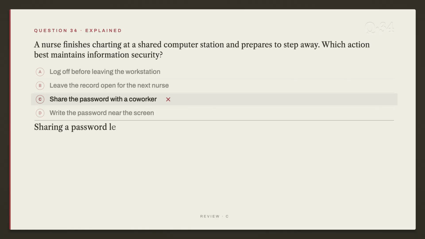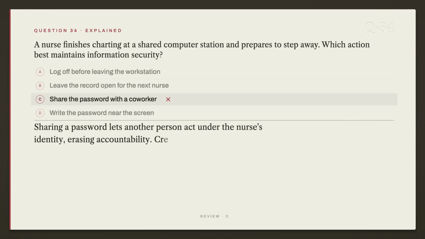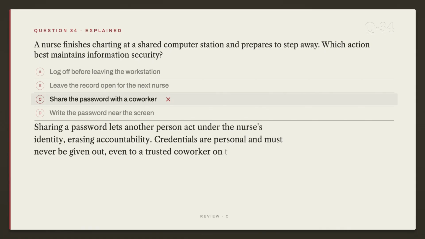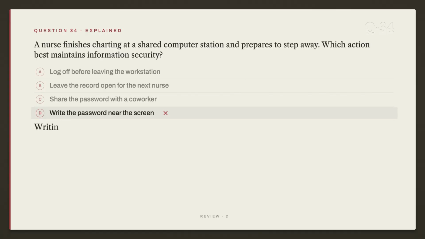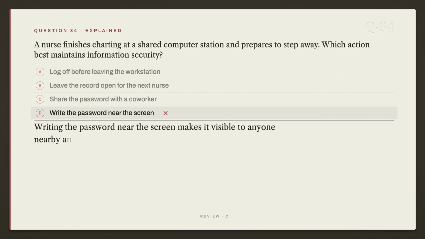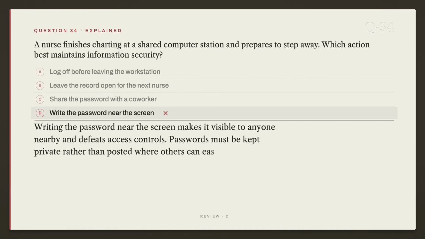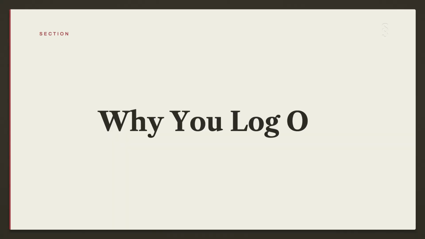C is wrong because sharing a password lets another person act under the nurse's identity, erasing accountability. Credentials are personal and must never be given out, even to a trusted co-worker on the unit. D is wrong because writing the password near the screen makes it visible to anyone nearby and defeats access controls. Passwords must be kept private rather than posted where others can easily find them.